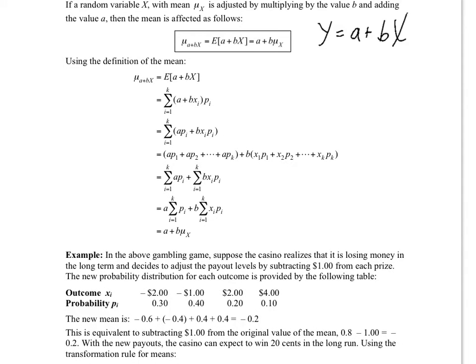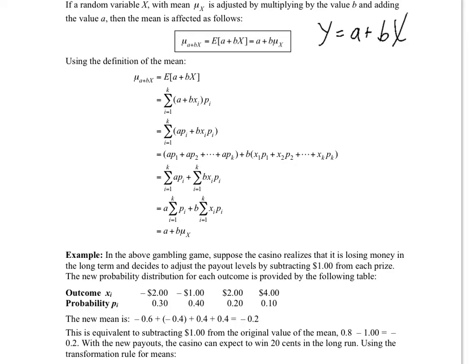And that's pretty much the rule on top. All you have to do is do the same thing you did to each value, do it to the mean. That's what it's saying. And this is only in the case where you either add or subtract a value, or multiply or divide a value, or both.